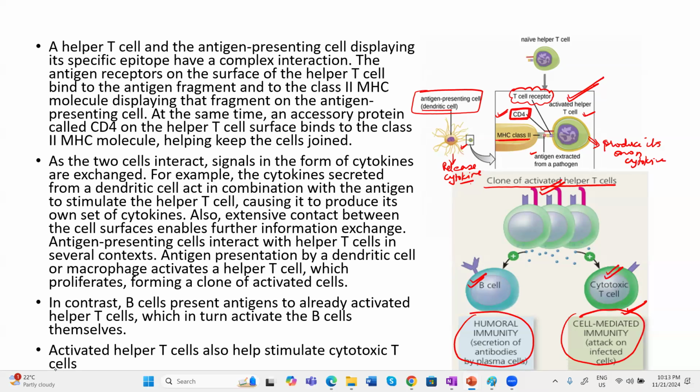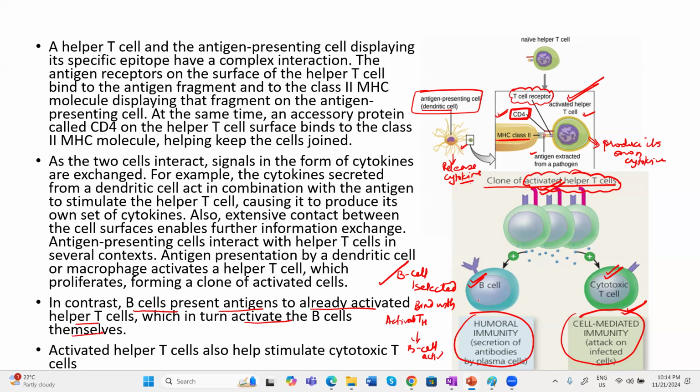Now, understand one very important concept. A B cell is selected by binding to the specific antigen. It can bind to the specific antigen and be selected, but this B cell will not be activated until it makes a connection with the T helper cell, and that also an activated T helper cell. The selected B cell will bind with the activated T helper, and only then will the B cell be activated. See here, the B cell presents antigen to an already activated helper T cell, which will activate the B cell to start humoral immunity.